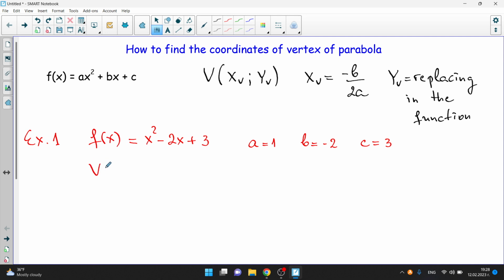First coordinate of our vertex: xv equals minus b over 2 times a, and it will be minus minus 2 over 2 times 1, and it is 2 over 2, and this is 1.